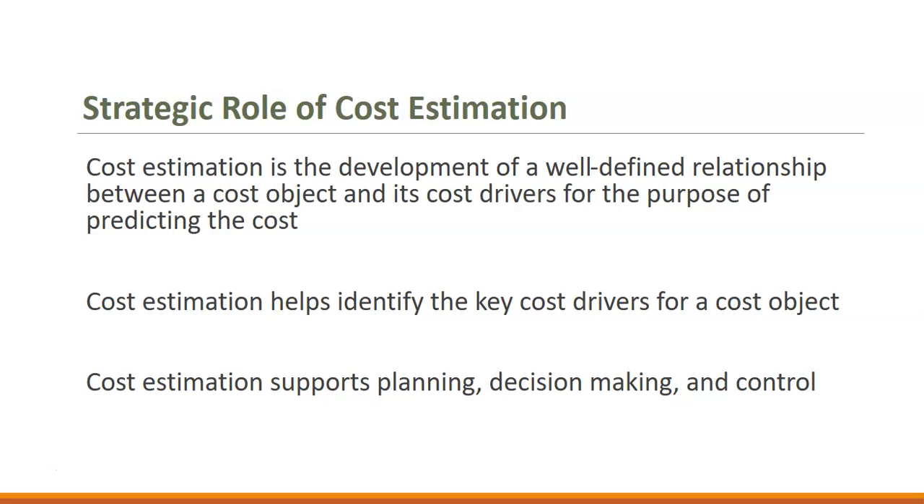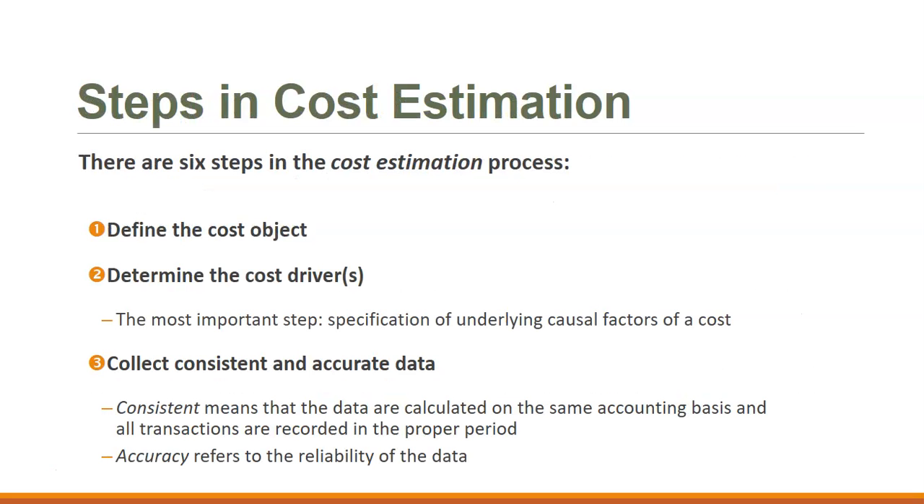So we start with cost estimates and we use those to create budgets. That's part of planning. We also use them for decision making. And then for control is when we come back and say, how close did our actuals come to our estimates? That's part of control. We have 6 steps in our estimate process.